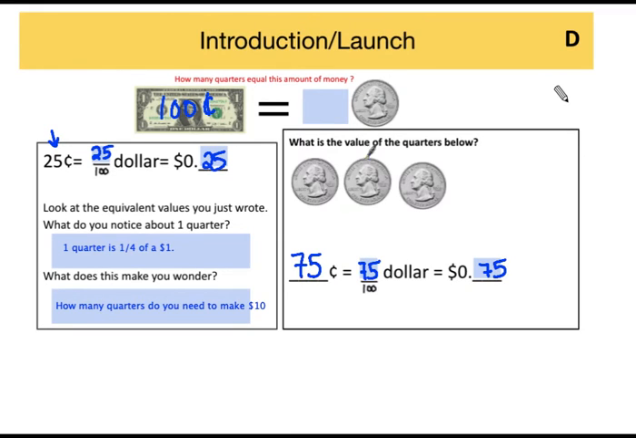So how many quarters do we need to make a dollar? Well, we're pretty close. If we had one more quarter, we would have our dollar. So 25 plus 25 is 50. 50 and 50 gives us that 100 cents. So we need 4 quarters to make a dollar.